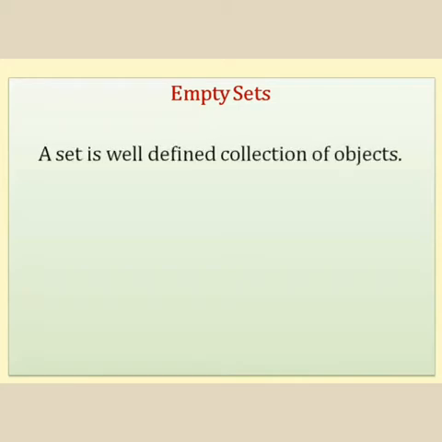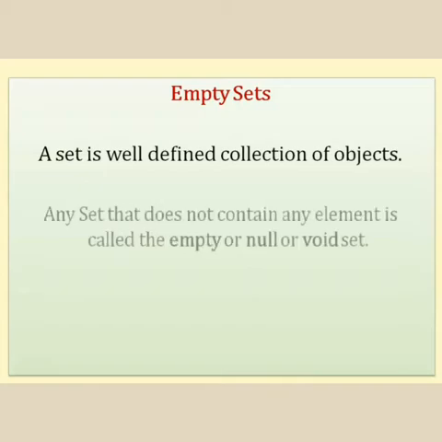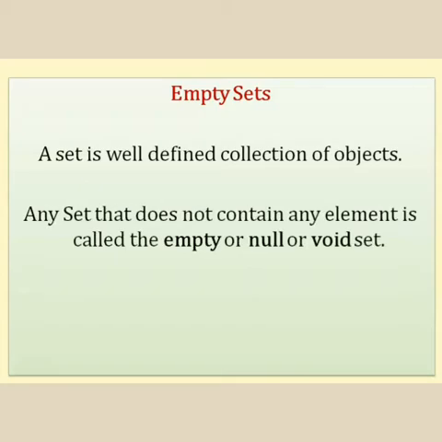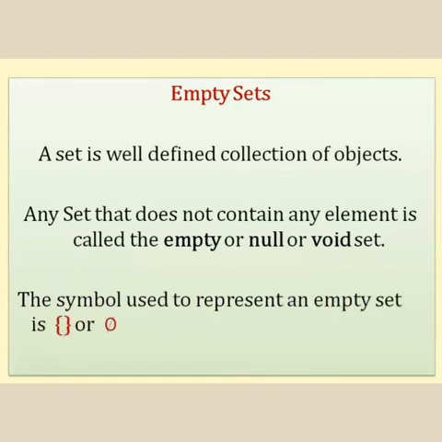First of all, we have already seen what a set is. A set is a well-defined collection of objects. Each object in a set we name as an element. If any set does not contain any element in it, then it is called an empty or null or void set. We symbolize this empty set with empty curly braces.